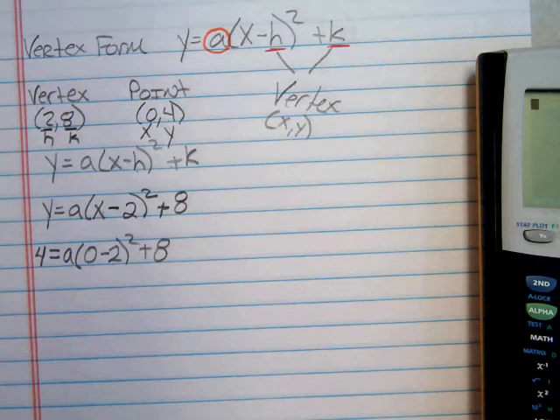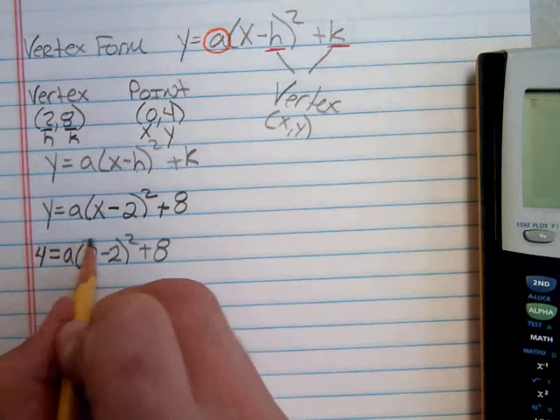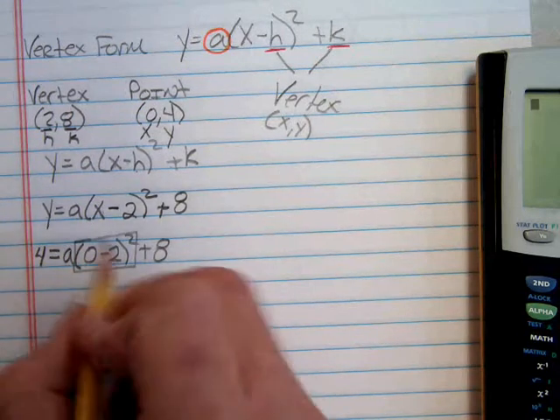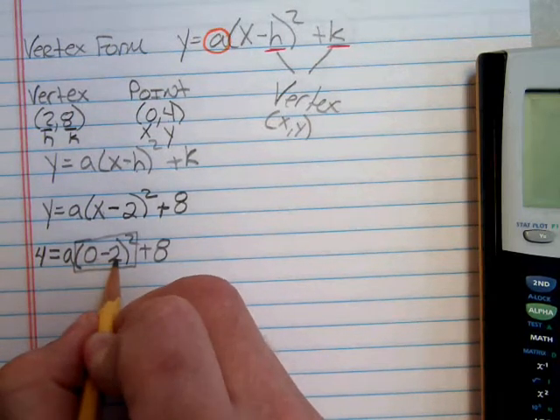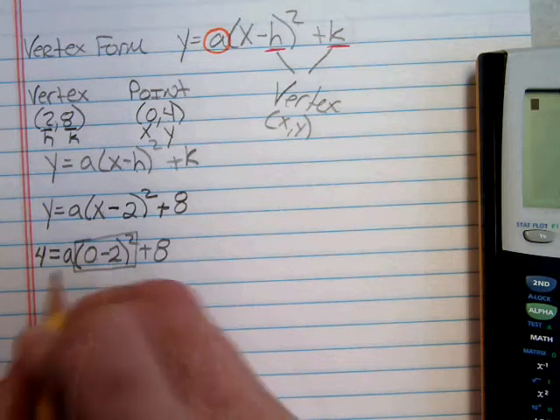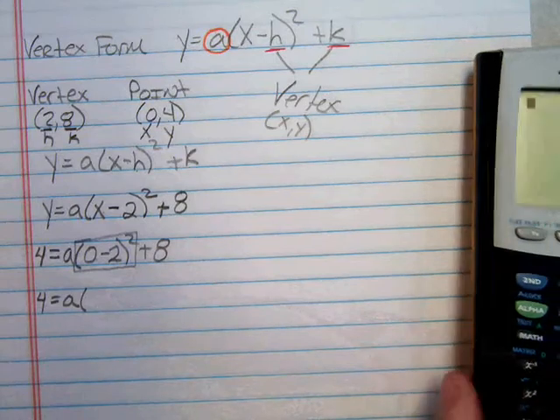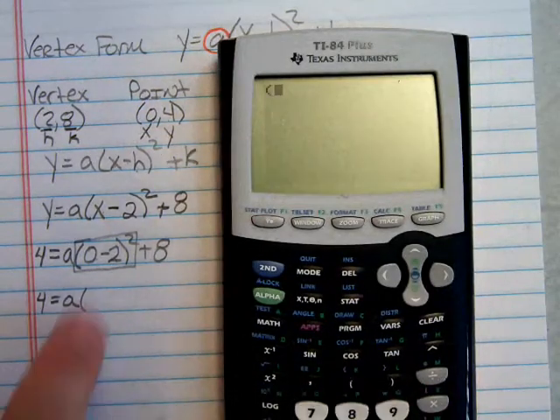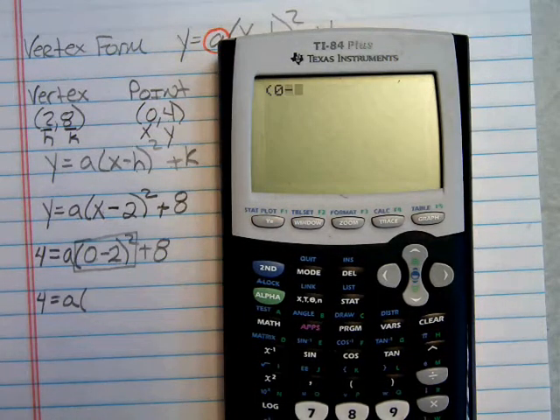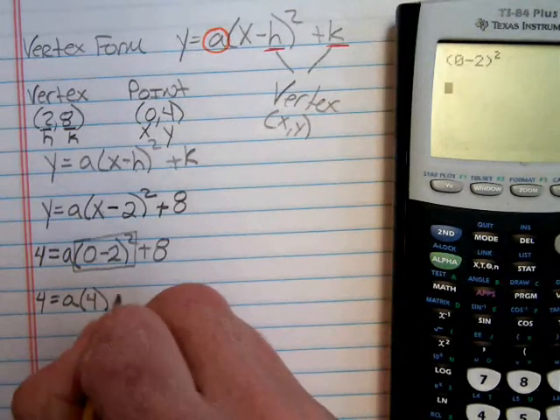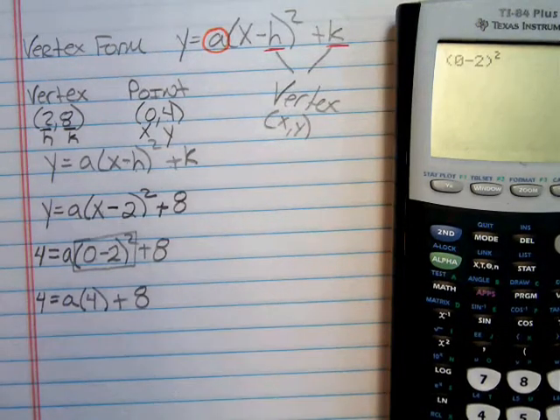I can look at this part and figure this out. 0 minus 2 we know is negative 2, and negative 2 squared is going to be 4. If you have a hard time seeing that, you can use your calculator and plug it in all as 1: parentheses 0 minus 2, close parentheses, squared. And there's positive 4, plus 8.